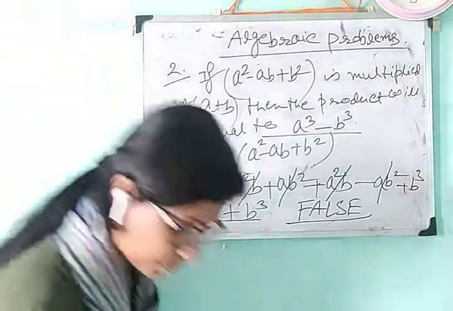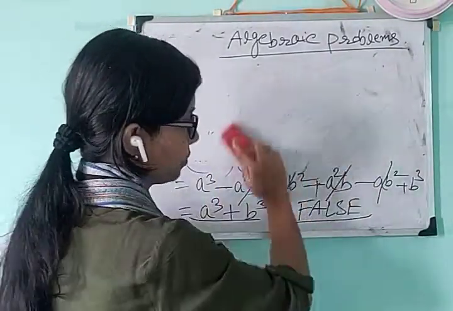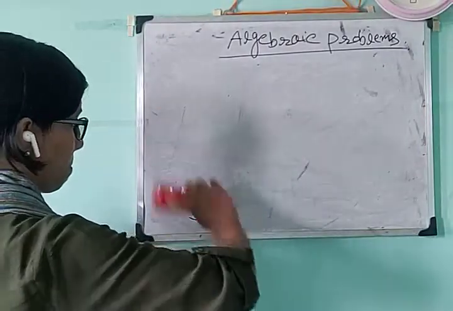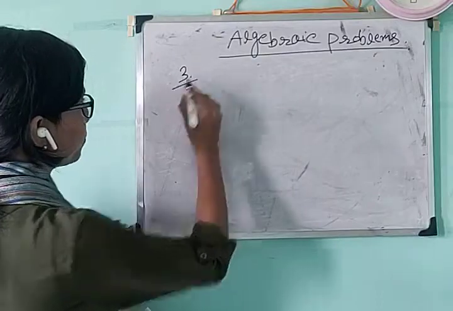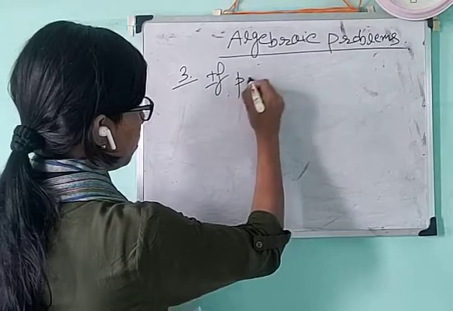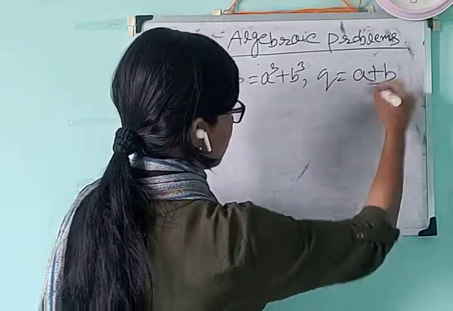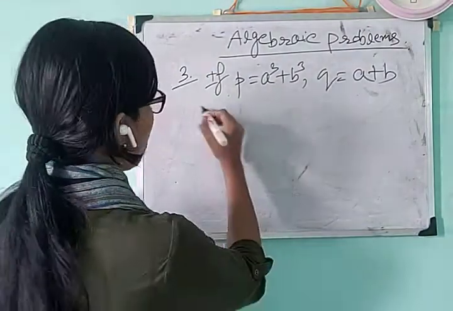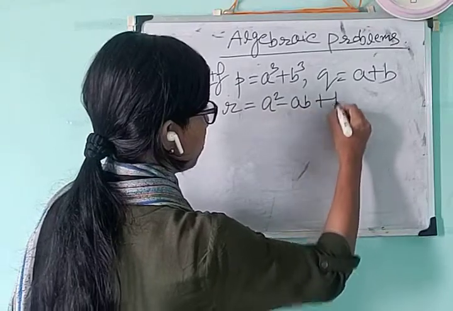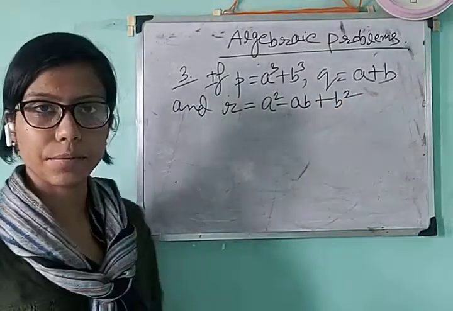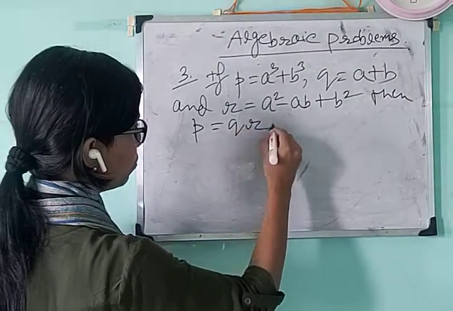Okay, now come to the next statement. The third statement is: if p equal to a cube plus b cube, and q equal to a plus b, and r equal to a square minus ab plus b square, then p equal to qr. The statement is that.